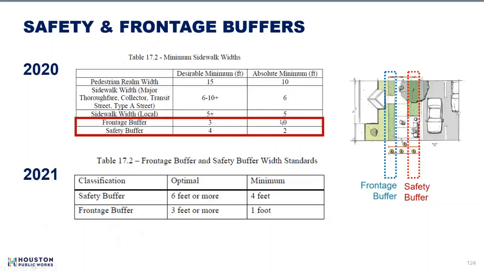We defined previously an absolute minimum of 0 feet and a desirable of 3. We've completely gotten rid of the absolute minimum and desirable minimum. Have just gone with minimum. The frontage buffer, which is on the property side, has, oh, I'm sorry, I actually read that wrong, but you can see the numbers still. The safety buffer was 2 and 4, and now it's the 4 and 6, and the frontage buffer has also come up a little bit.